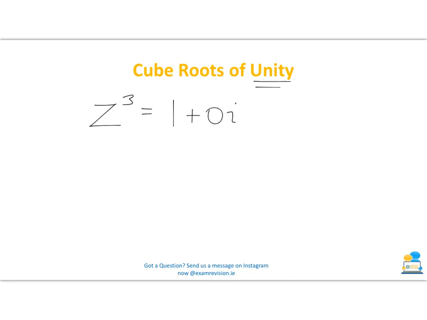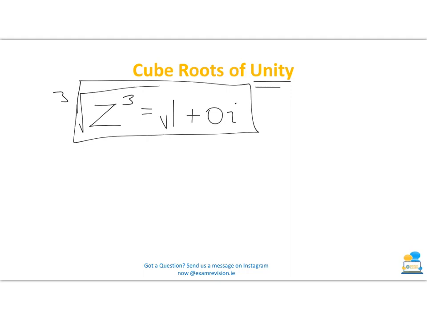So just on the off chance you were asked to solve this, that's obviously the first thing you need to know, how to set this question up. So the cubed roots of unity would be z to the power of 3 equals 1 plus 0i. And if you're asked to solve this or to find them, that means you're trying to get z by itself. So like I spoke to you about already, that means you're trying to find the cubed root of both sides, which would be the same as 1 plus 0i raised to the power of a third.